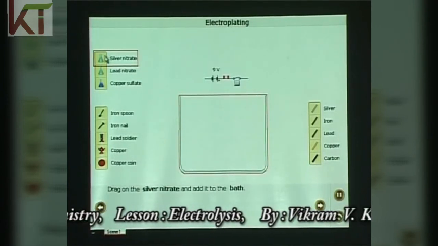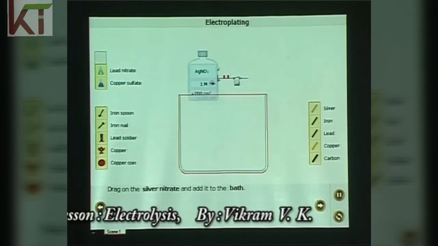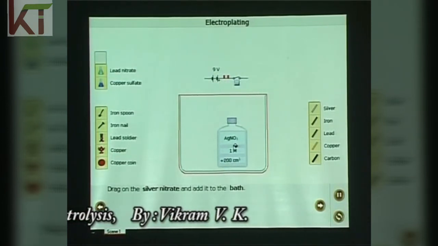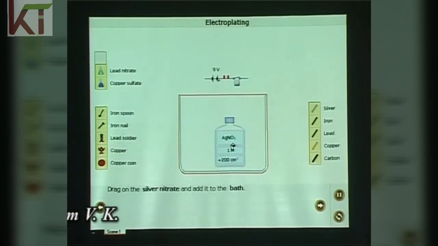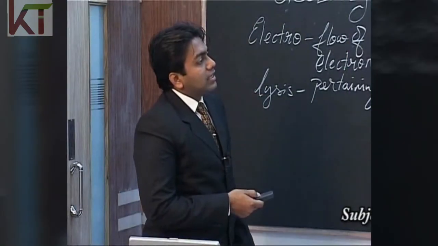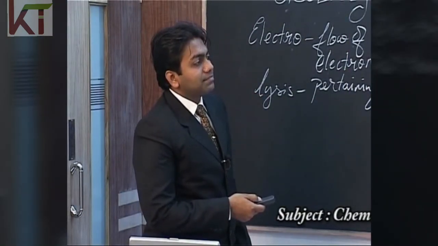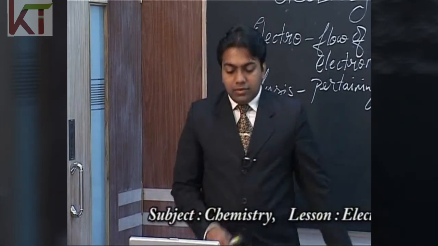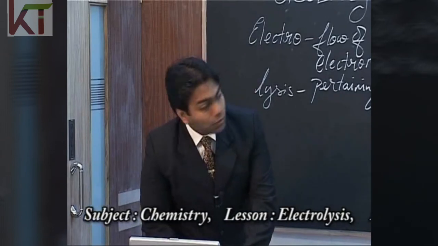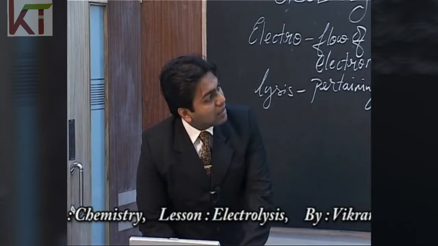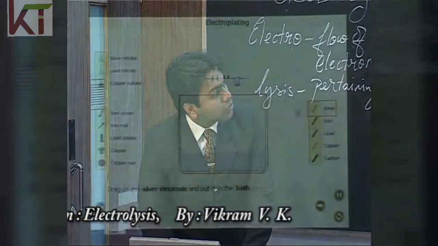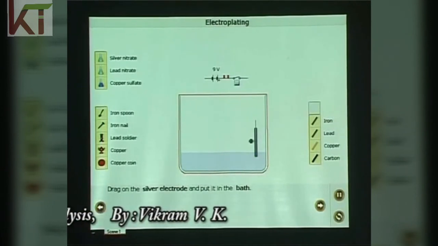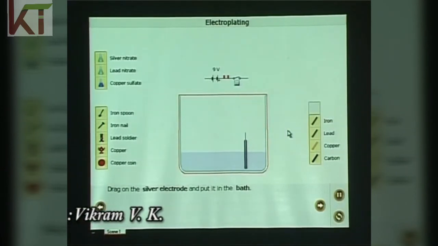First of all, I'll take silver nitrate solution and add it to the beaker. This is 1 molar silver nitrate solution, and 200 cubic centimeter is the volume that I have taken. Now you can see in the beaker you have silver nitrate solution. What are we going to plate? We will start with the silver electrode. Say, for example, I want to plate an article with the silver electrode. I'll drag the silver electrode into the solution at this position.